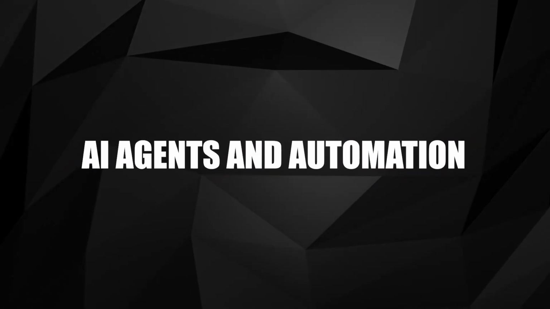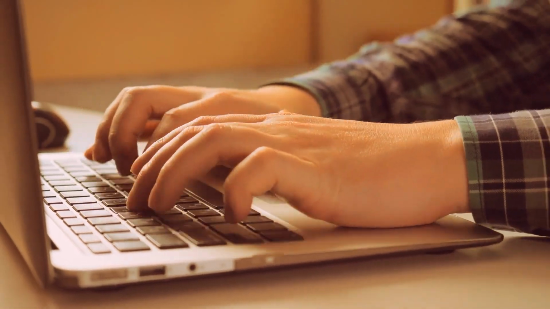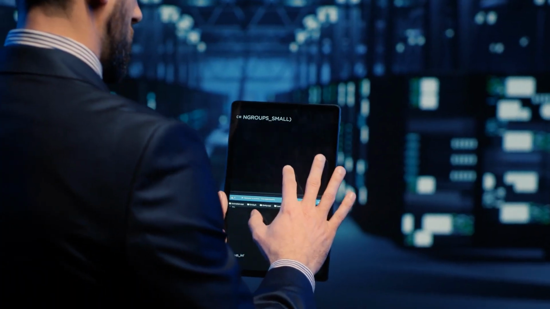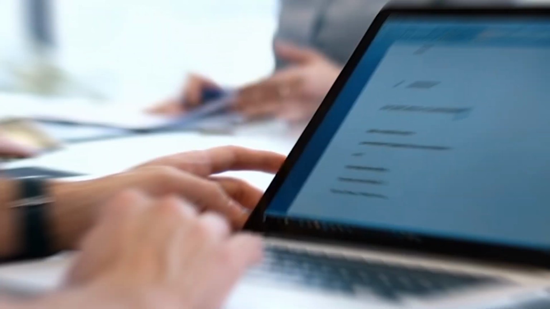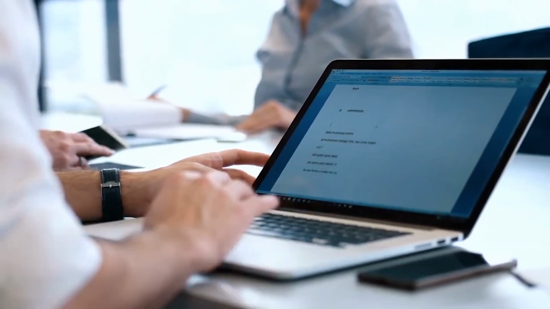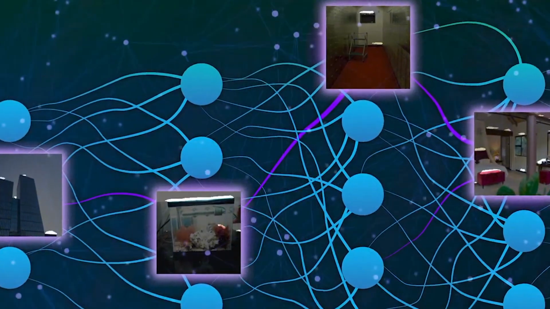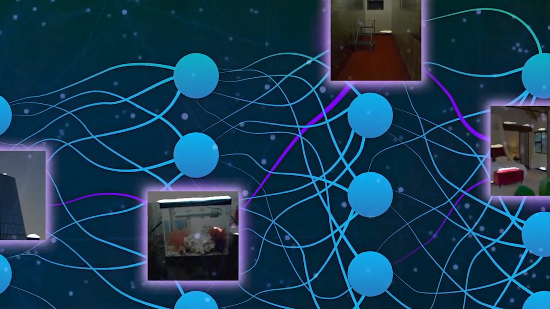Now, let's see the difference between AI agents and automation. Artificial intelligence is transforming the way we approach business workflows and operations. Two commonly used terms in this domain are AI agents and AI automation. While they may seem similar at first glance, their functionalities and best use cases are distinctively different. Let's dive into what these two concepts mean, how they work, and when you should use one over the other.